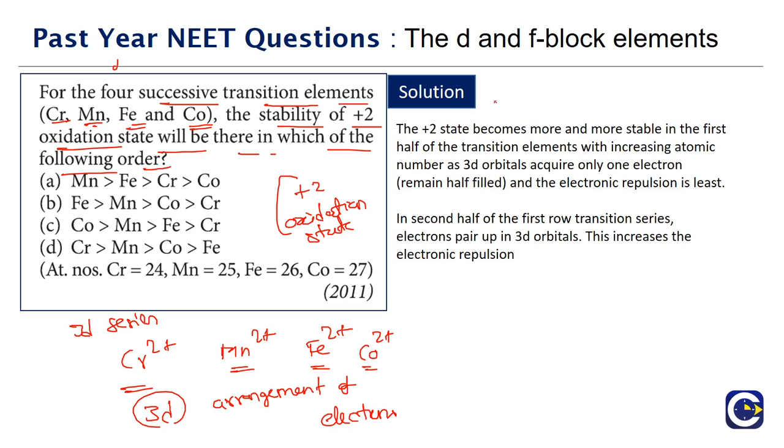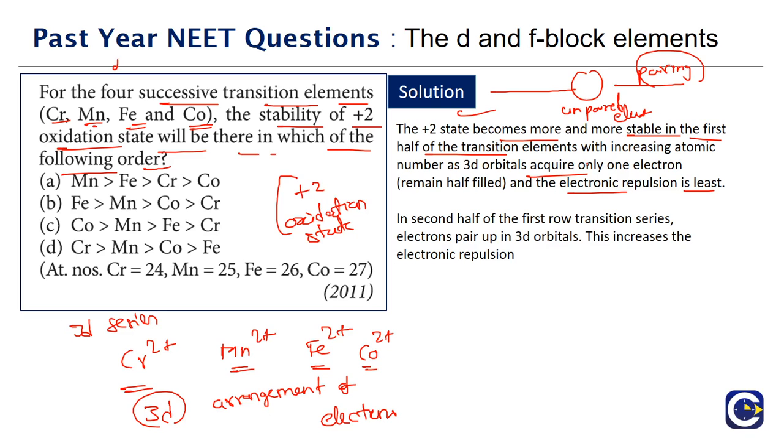So if you look at it, the +2 state will become more and more stable in the first half. Why? First half means we are going to increase and reach up to the maximum unpaired electrons, and after that the pairing of electrons will begin in the 3D level. So when the pairing begins, because of the repulsion, the stability will be decreasing. So in the first half we see an increase in the unpaired electrons, so stability will be increasing. In the second half, since we start pairing them, the stability will be decreasing.